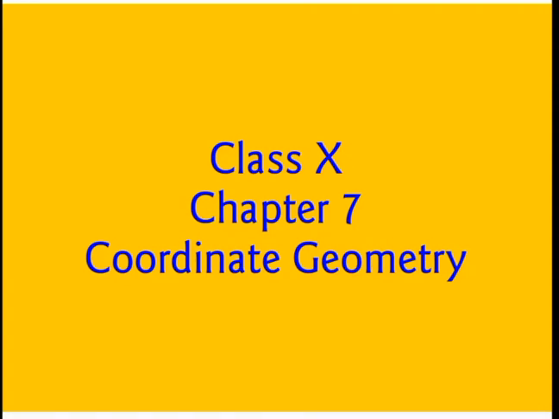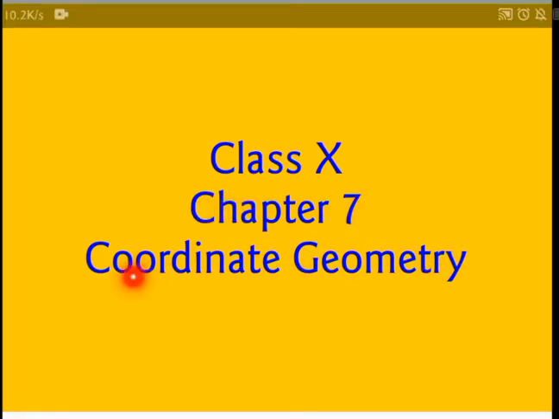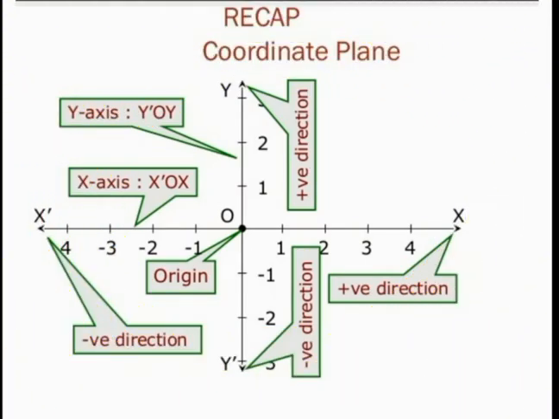Today we will start chapter number 7, Coordinate Geometry. First of all, let's recall coordinate geometry which you have studied in class 9th. These are two axes: the horizontal axis is the x-axis, and the vertical axis is the y-axis. Here x is the positive x-axis, and the left side is the negative x-axis, denoted by OX dash. Now the positive y-axis is the upper part, OY, and the negative y-axis is below that, OY dash.